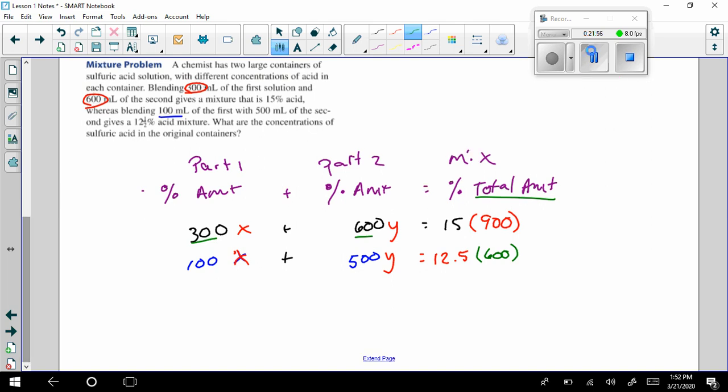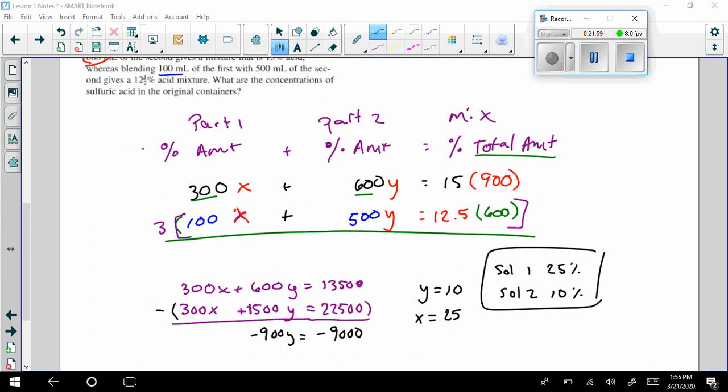Okay. I used elimination by multiplying here by 3, multiplying this out, and making sure I distribute the 3 to every single thing. And then subtracting down, I got y is 10, and then I plugged that back in just right here, and got x was 25. And so understanding what that means, we used x for part 1, so solution 1 is at 25%. We used y for part 2, so solution 2 is 10%. Okay, so understand what your answer means.